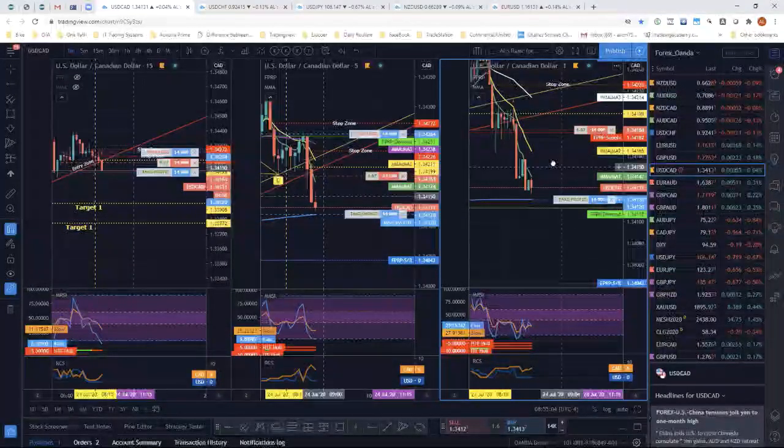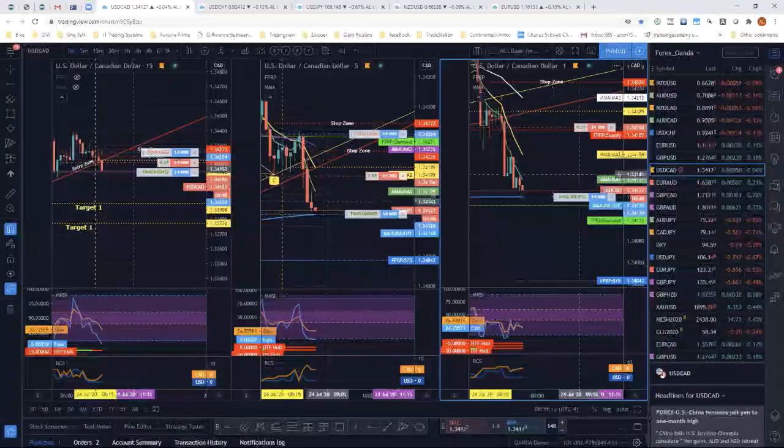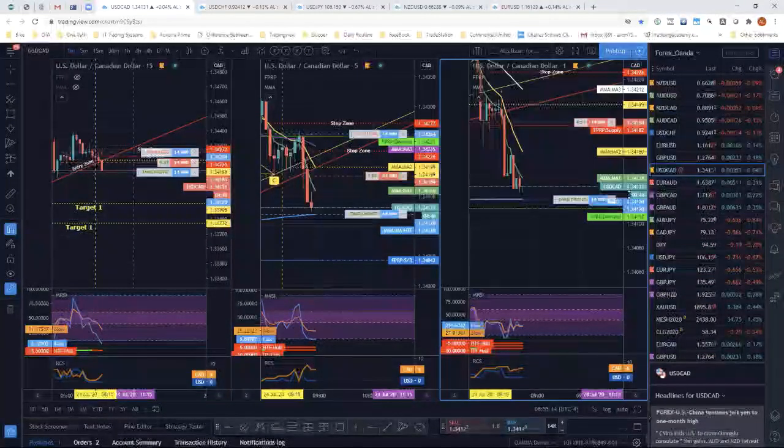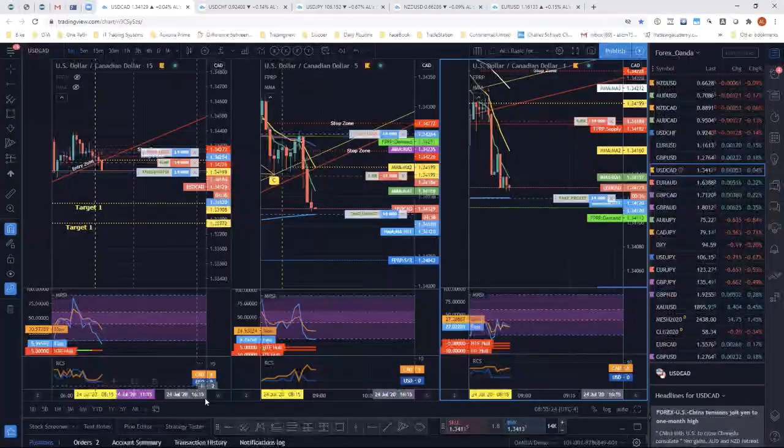Let's see what happens here. Let's see how accurate this is, because we said 7 pips. I don't know if I said 34.11 or whatever, but we'll see.